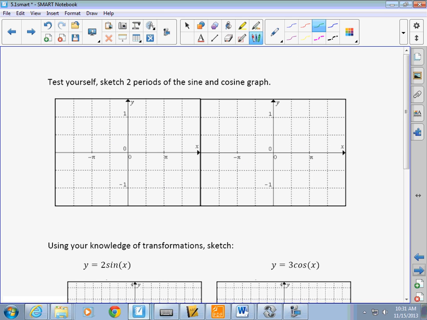Okay. So it says, test yourself, sketch 2 periods of the sine and cosine graph. So just on your own, either take a look at your calculator and see if you can put these on here without flipping back to the other page. 2 periods means, so 1 period goes from 0 to 2 pi. So do it without looking at the other page is all it's saying.